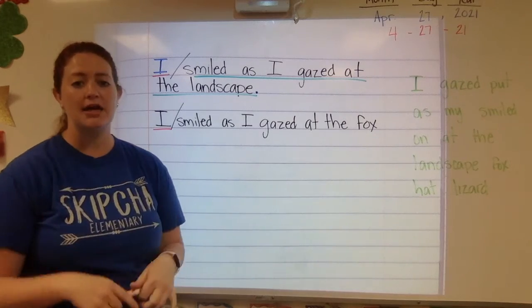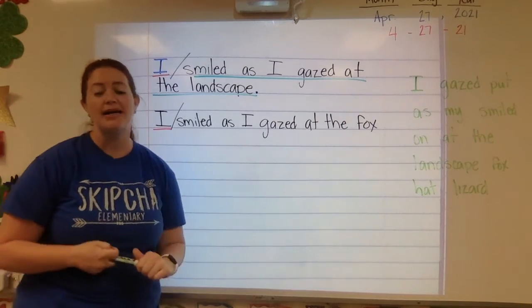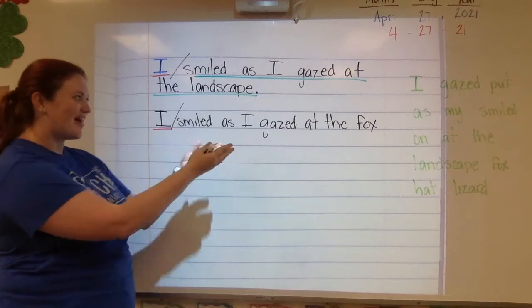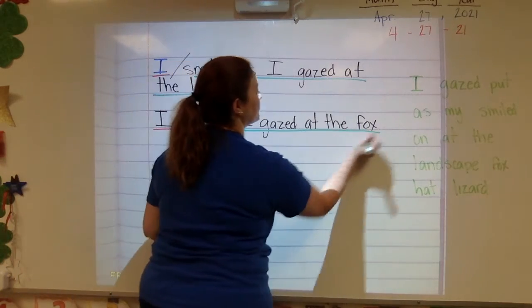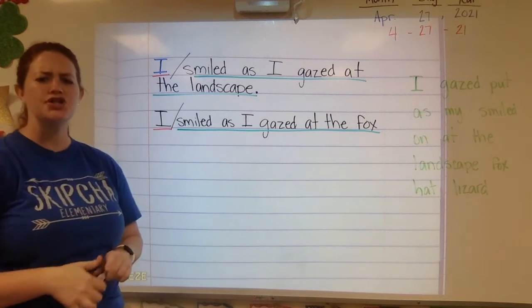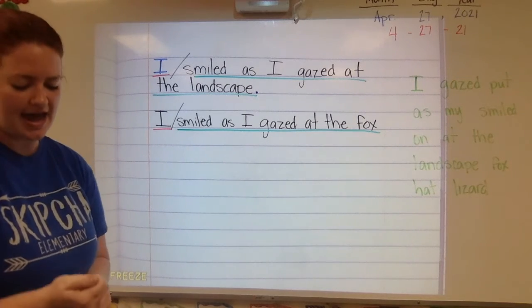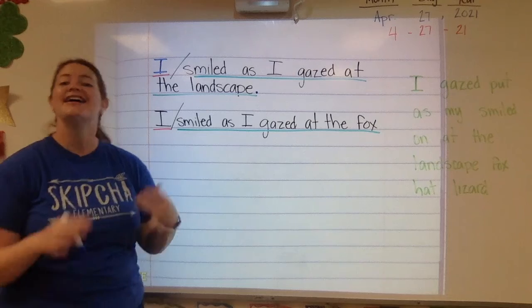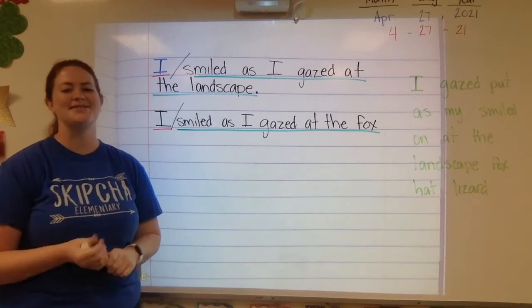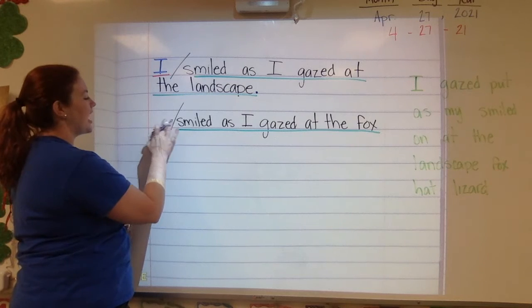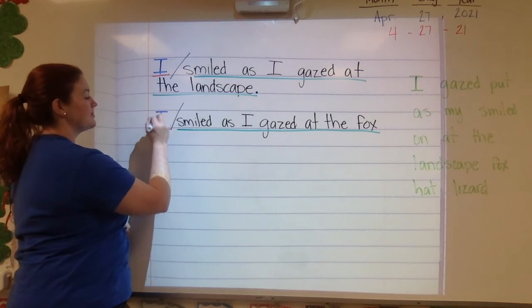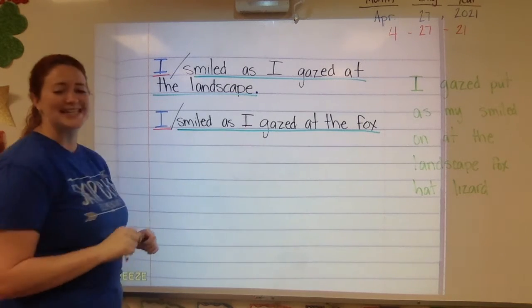Well, what is the predicate? What's the telling or doing part of my sentence? Well, I smiled as I gazed at the fox. So that is my predicate. Now, there's two more important parts of every sentence. We have a capital at the beginning and punctuation at the end. I do have a capital at the beginning, and that's good because I by itself always needs to be capitalized no matter where it is in the sentence.